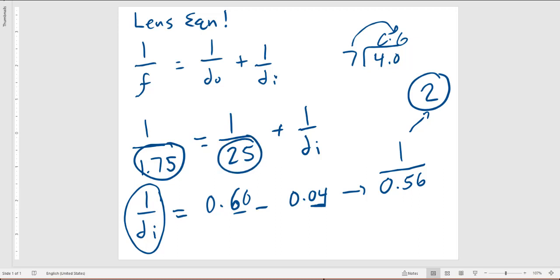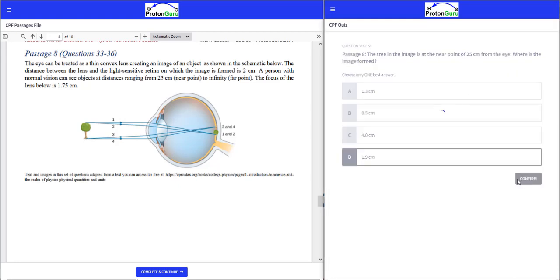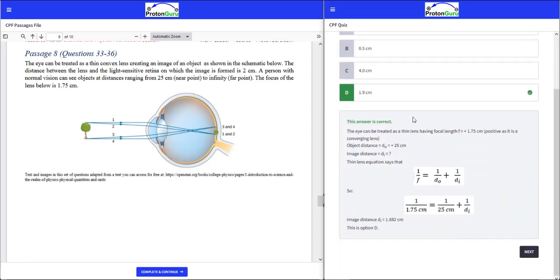So let's look at what the potential answers are. And fortunately we see an answer quite close to 2 centimeters. So we could have rounded in different ways, but this is the correct answer.